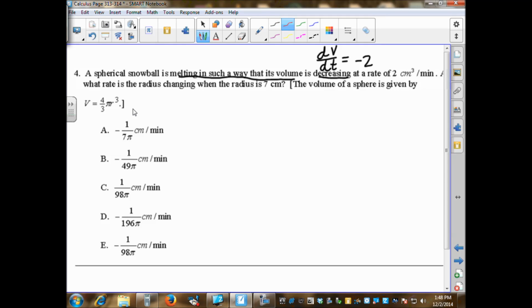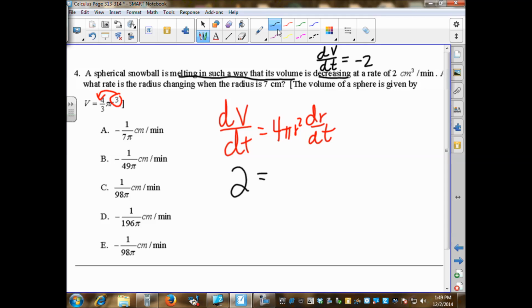Okay, we're ready to do our derivative. Do the derivative for us, Aaron. dV over dt is equal to, and then that 3 is going to come down there, and that'll be 4 pi r squared, and then we also have to implement dr over dt. Now we can plug in the stuff. So we put a negative 2 here, equal to 4 pi, radius, they tell us, is 7, and we are looking for dr dt. Okay, and that is a negative 2.